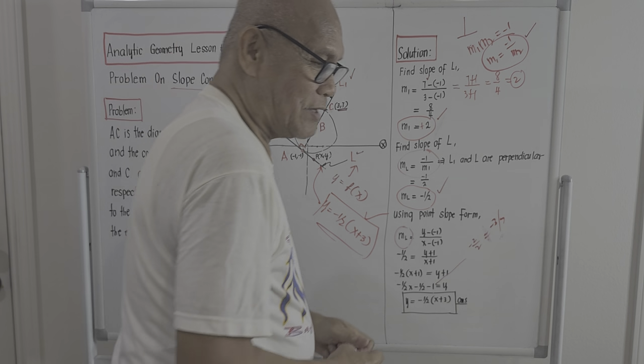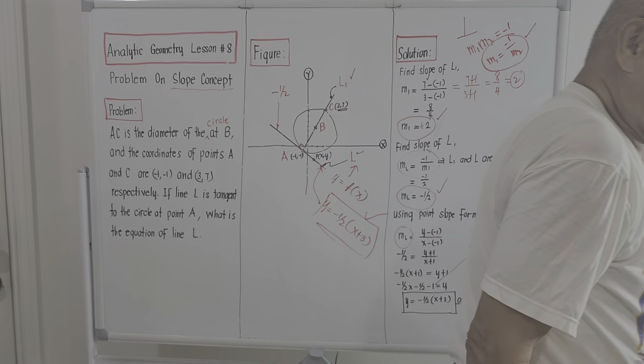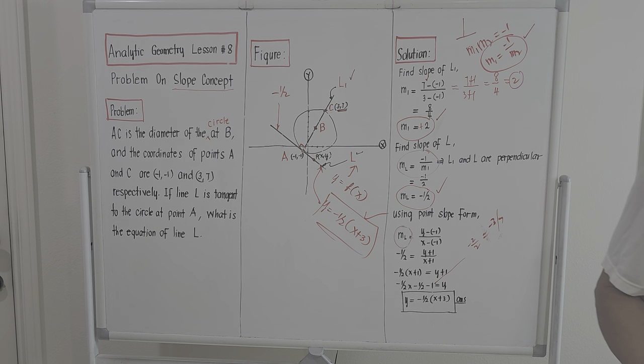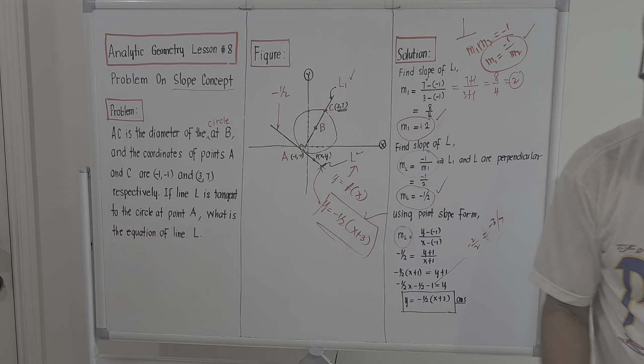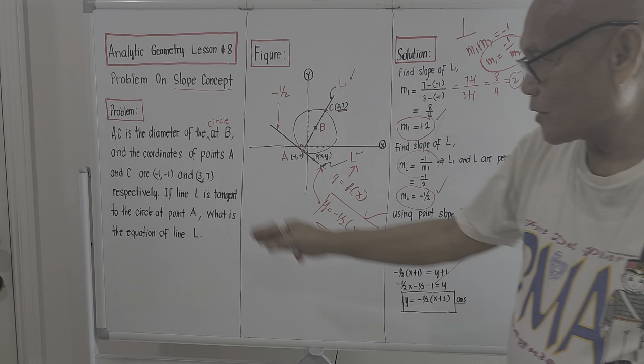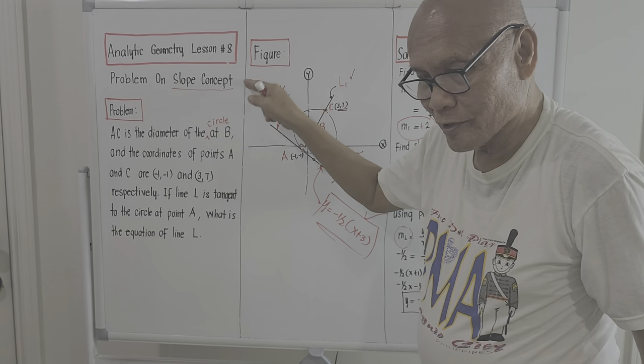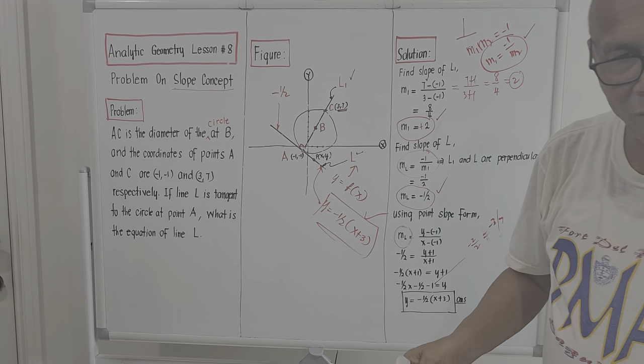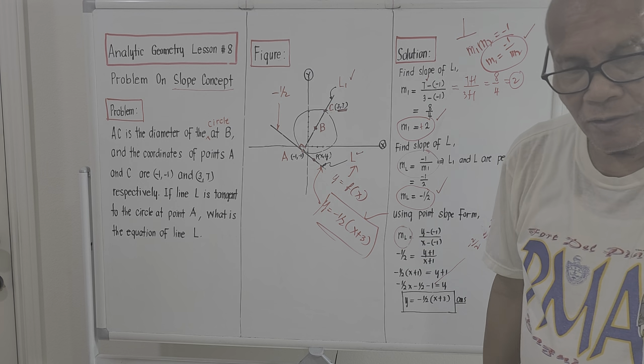Okay, that's it, guys. It's an easy one because we know the relation of the slope of perpendicular lines. That's why the title of the topic for this morning is problem on the slope concept. And luckily, what we have solved are perpendicular lines.